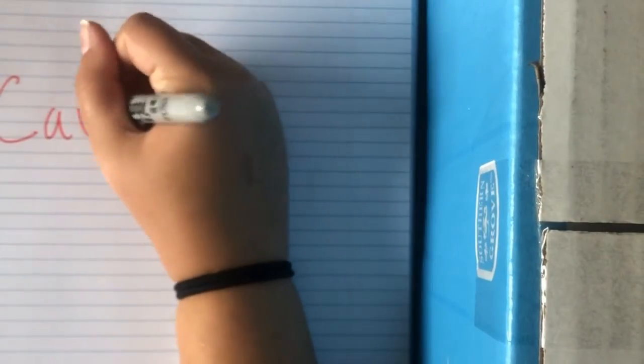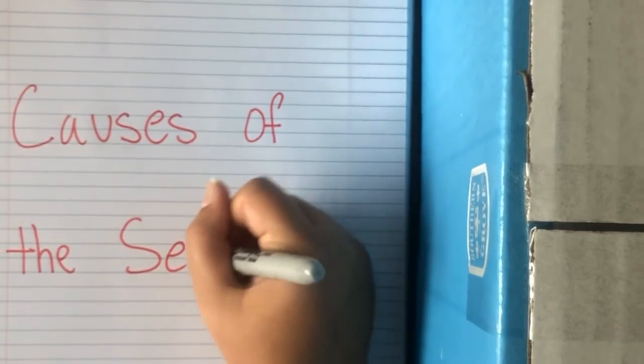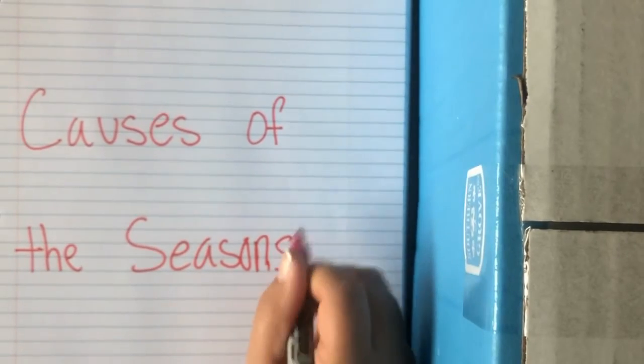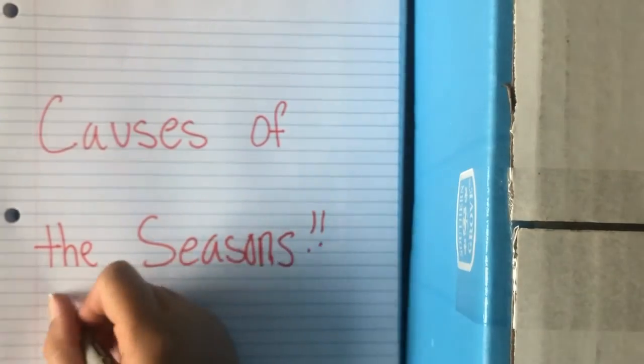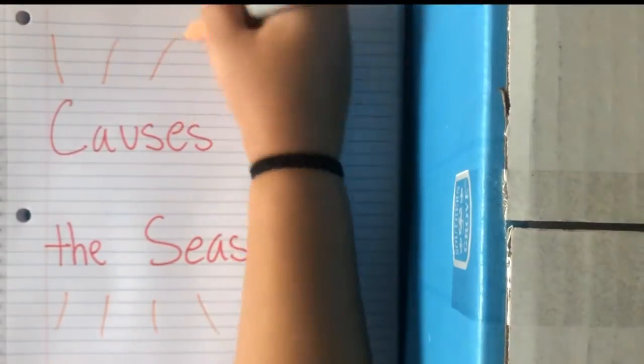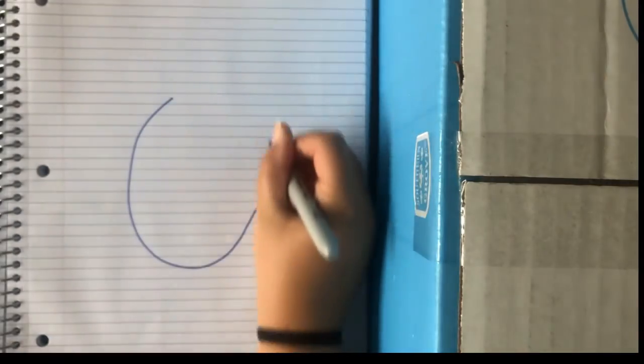So today I'm going to be talking about the causes of the seasons and why we have these seasons. I'm going to be talking about the way the Earth rotates and the way Earth revolves around the sun and just kind of draw it out for you. Now, these are very rough drawings, so I'm very sorry for that.